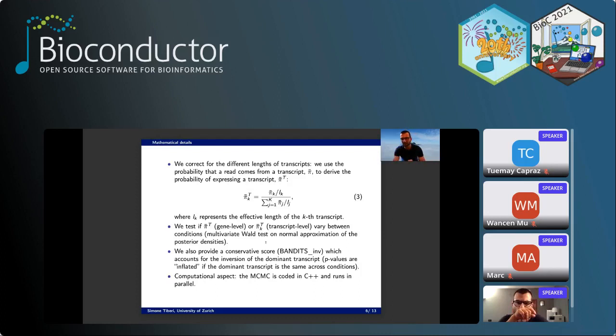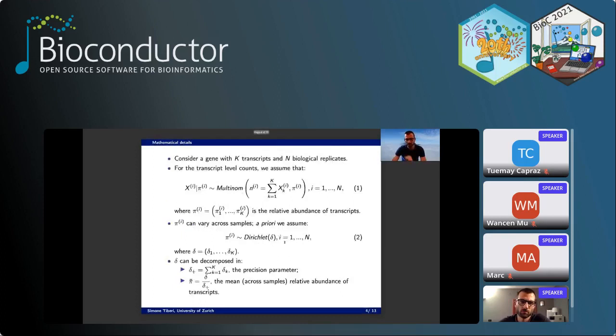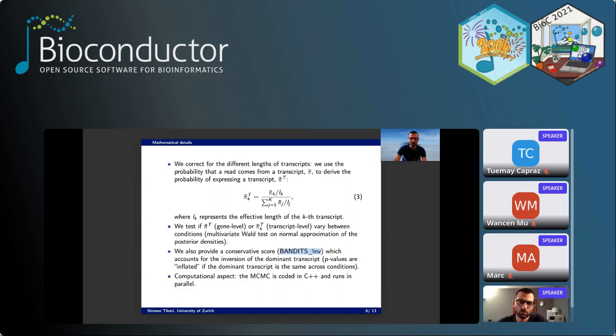We additionally also provide a conservative score, which is bandits in here, that accounts for the inversion of the dominant transcript. So the rationale here is that the majority of differential alternative splicing events have the inversion of the dominant transcript, which is the main transcript in the gene. And so when the dominant transcript is the same across conditions, we inflate p-values. So we push them to one by taking the square root of the p-values.